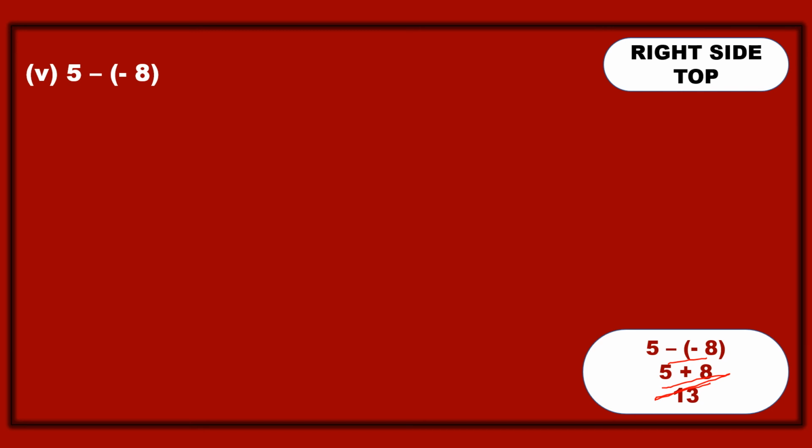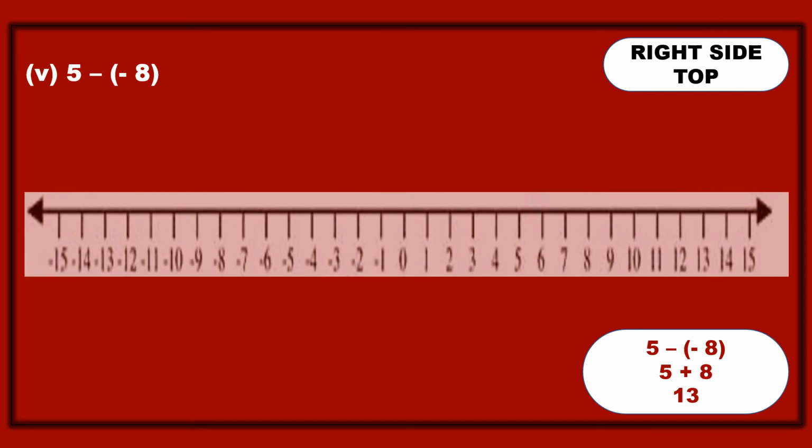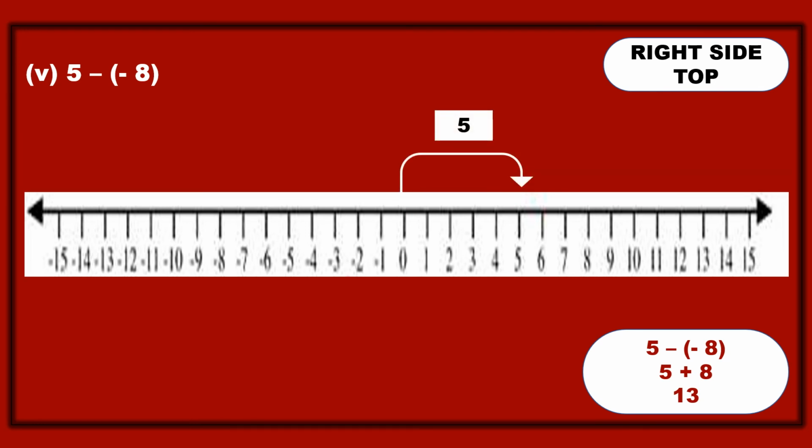Okay, now I'll show you this on the number line. So this is your number line. So whatever first number is there, from 0 to that number we should indicate. So from 0 to 5. Next it is minus of minus. Minus of minus is plus. Plus means right side, right side and top.